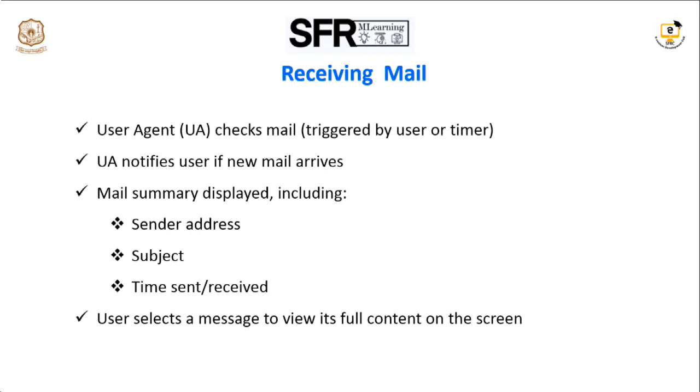And receiving mail. At the receiver station, when we are receiving the mail, again the user agent checks the mail. It is triggered either by the user or a timer. The user agent at the receiver end notifies the user if new mail arrives and a mail summary is displayed. Mail summary means the sender address, who sent this message, the subject of this message, and the time at which the message was sent and received. Finally, the user selects the message to view its full content on the screen.